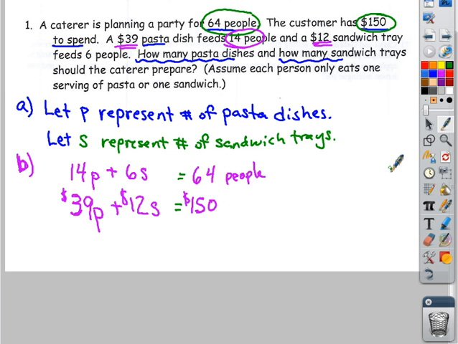I think I'm going to use elimination. So I see 12s and 6s, and I think, oh, I could make that into a negative 12s pretty simply. If I just multiply this whole equation, both sides of the equation, by a negative 2, so I'm going to do that, and I'm going to write it underneath here. So negative 2 times 14 is a negative 28p, and this would be negative 12s, and this would be negative 128, right? Oops, negative 128. So I multiply by negative 2 here, here, and here.